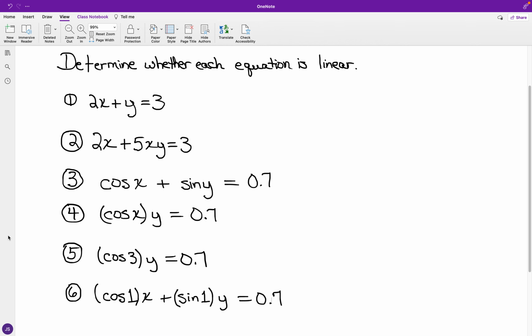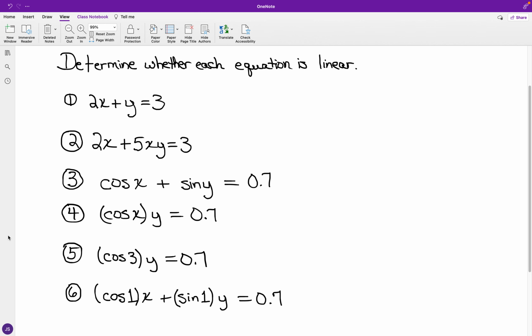Okay, for determining whether we have a linear equation or not, we are working with the variables x and y. For the equation to be linear, the graph must have the appearance of a straight line.